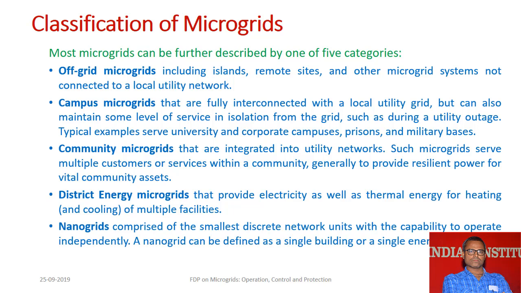Then nanogrids. They comprise the smallest discrete network units with the capability to operate independently. A nanogrid can be defined as a single building or a single energy domain. So we can say a single house or building where we have various equipment along with energy storage and the solar system, wind generation even, right? So that we call a nanogrid, right?